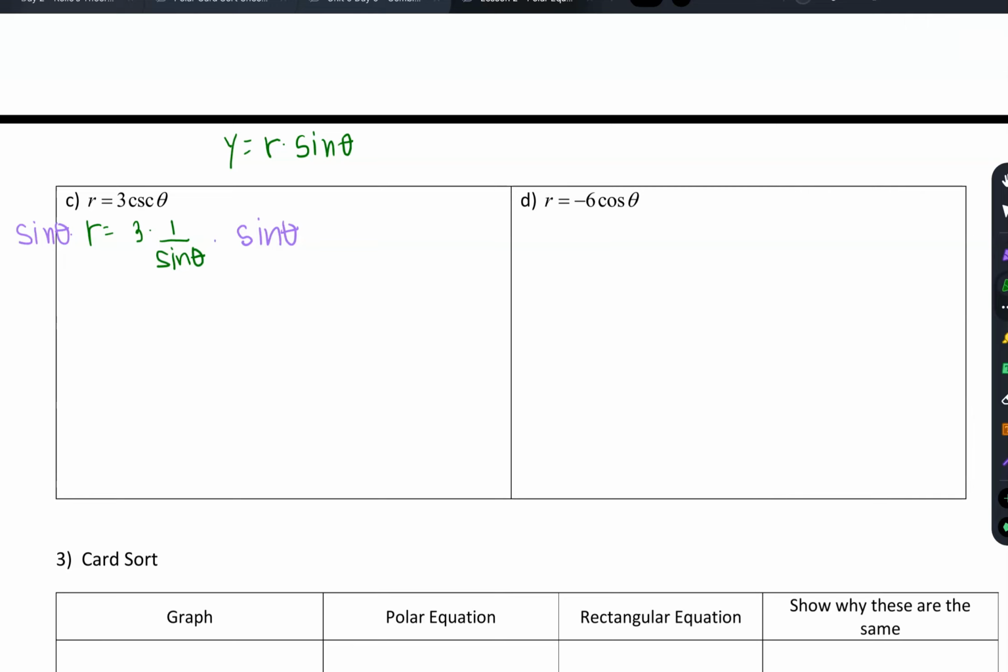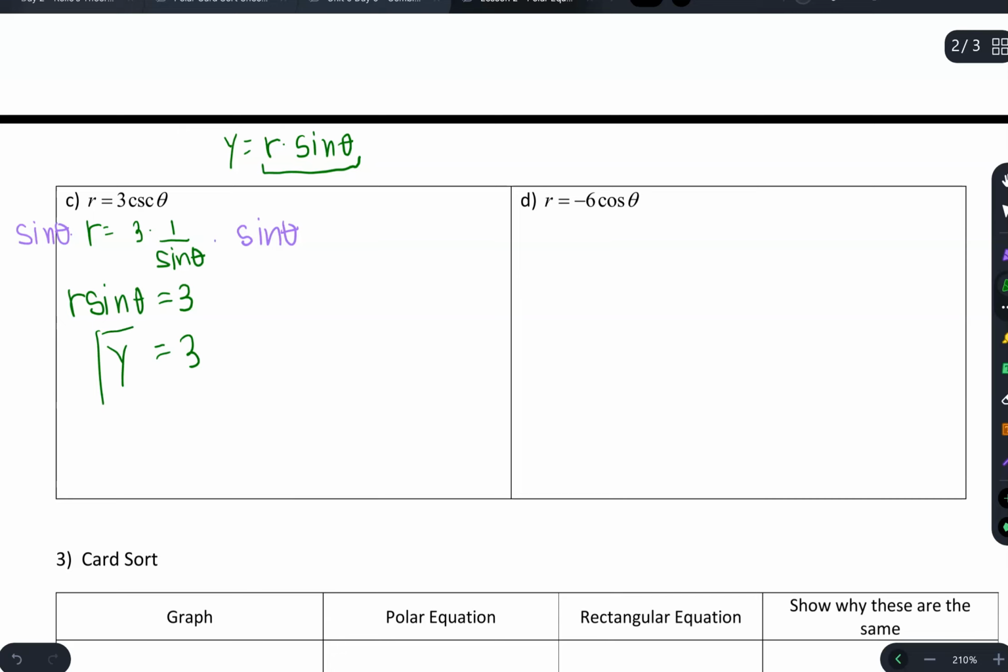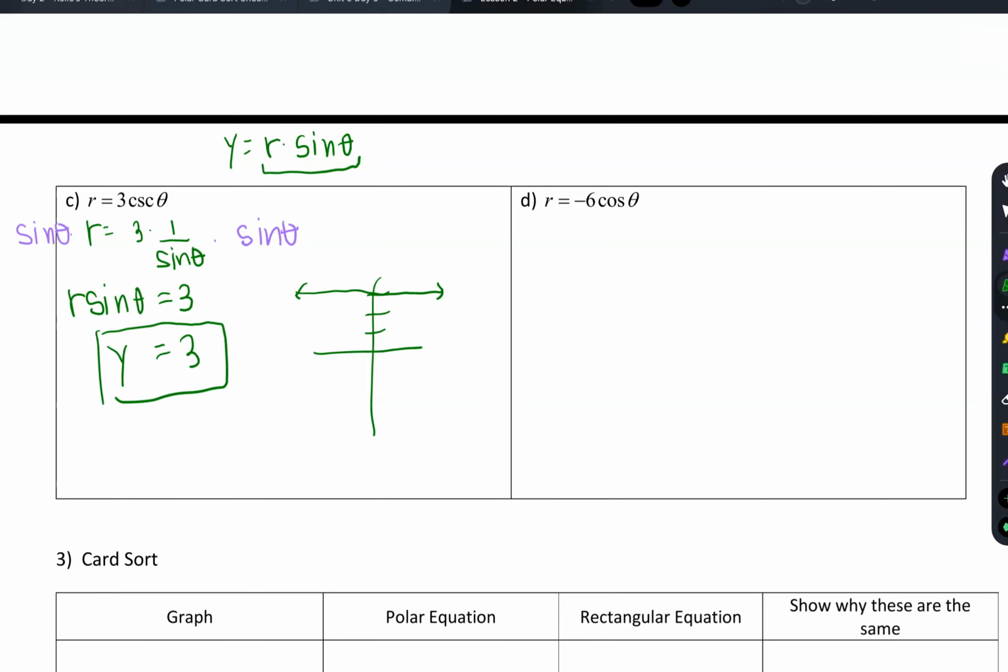I could, right? So this will be r times sine of theta. It's going to be equal to 3. Well, r times sine of theta is the same thing as y, so this will be y equals 3. That's it. So this one is a straight line as well. Even though I'm not 100% sure what that means in polar form, it's y equals 3. So it's going to be a line that looks like this.